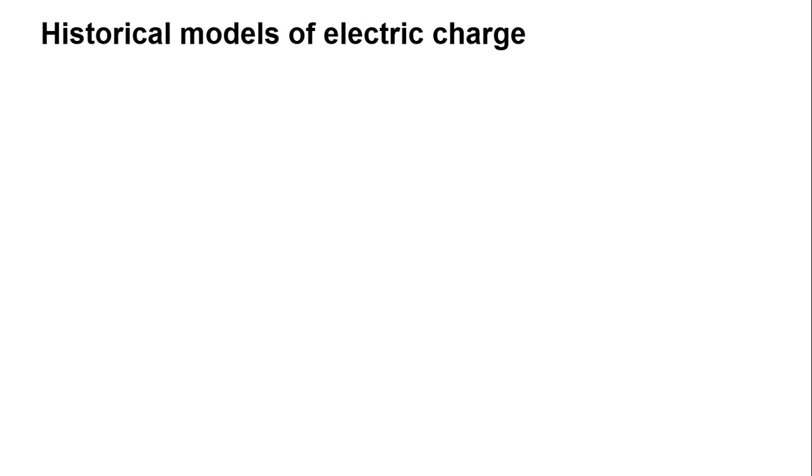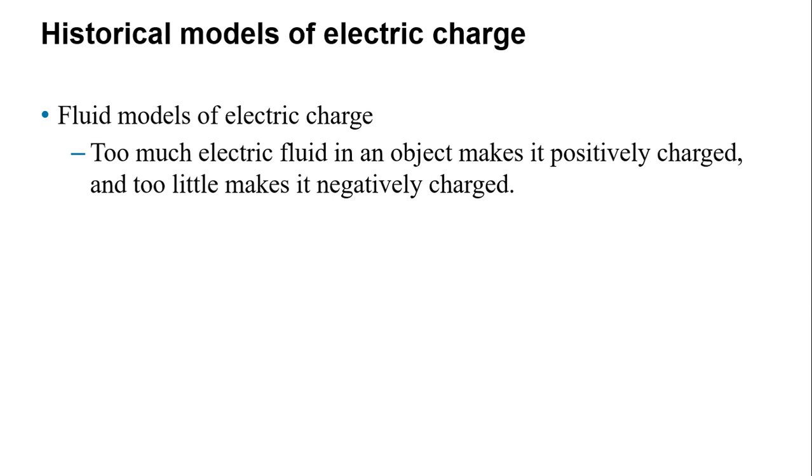Okay, so we have the historical model of electric charge. And this is important to understand because the reason we have historical and current models is because we will be able to test things, and then those historical models wouldn't hold for that. So first there was what we called the fluid model of electric charge. And this was really kind of neat. Too much electric fluid in an object makes it positively charged, and too little makes it negatively charged. So that was kind of a neat idea.